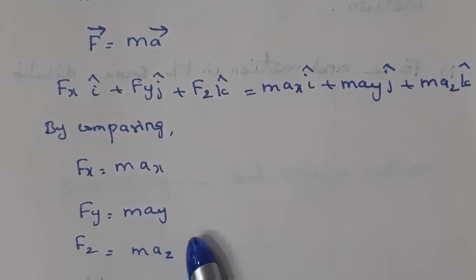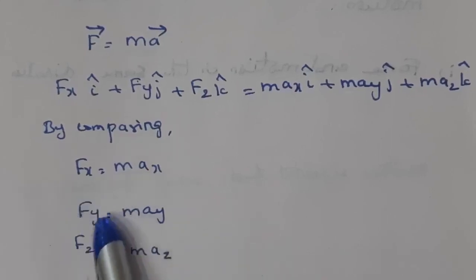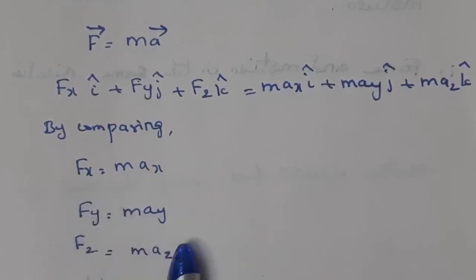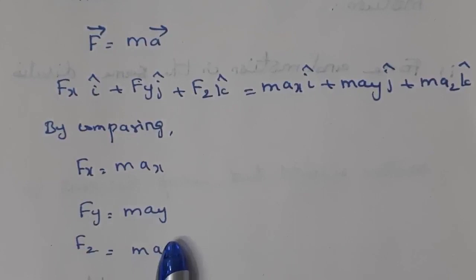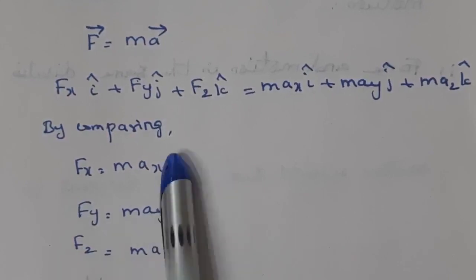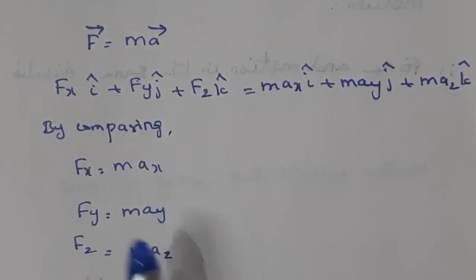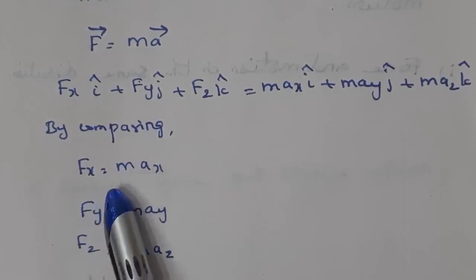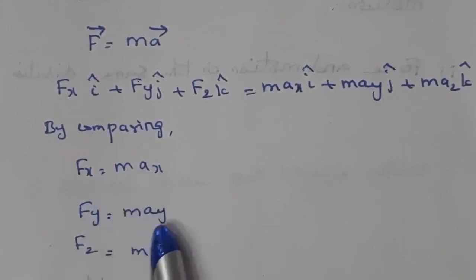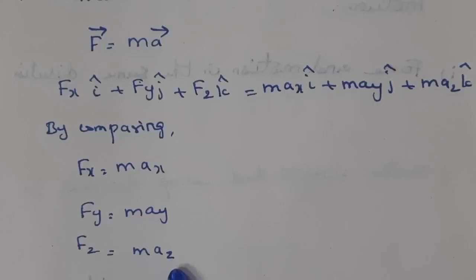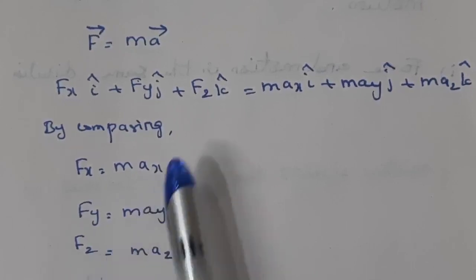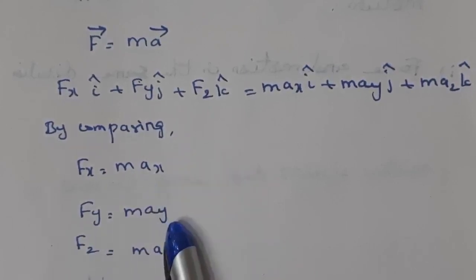So from these equations, we can understand that the force acting along the y direction cannot alter the acceleration along the x or z direction. Force acting along the x direction cannot alter the acceleration along the y or z direction. Similarly, force acting along the z direction cannot alter the acceleration along the x and y directions. This is the first point.